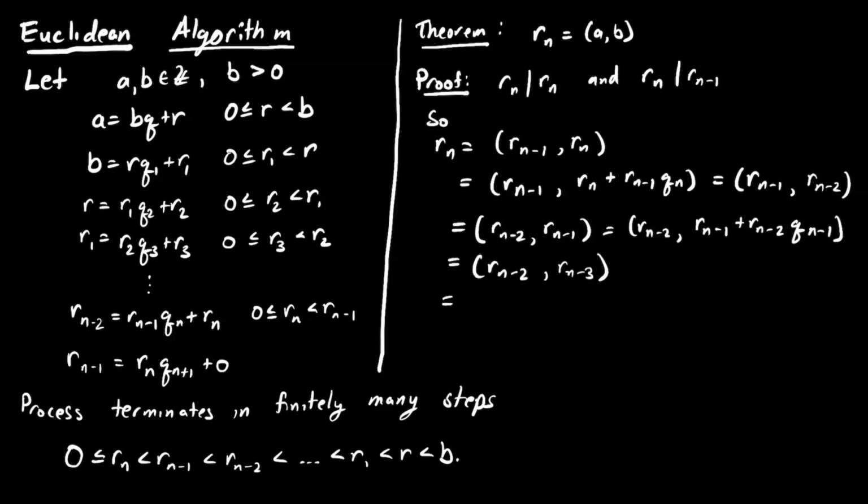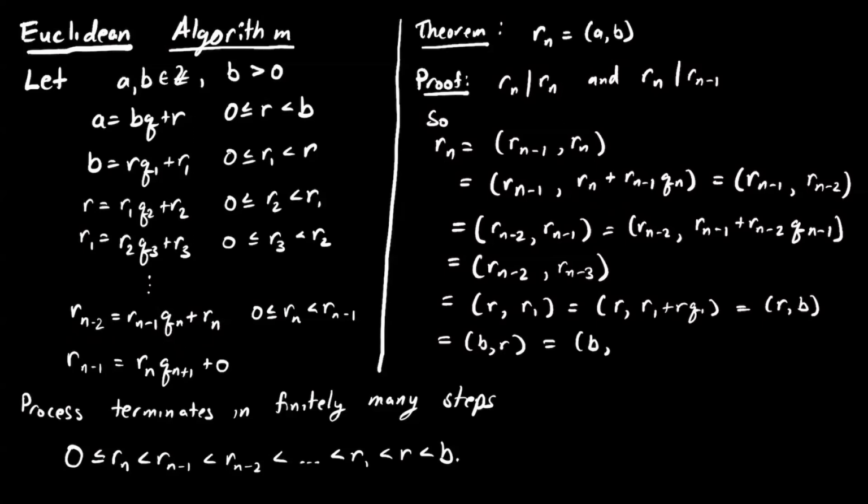Eventually we'll reach the point where we have the GCD of R and R1, and this is the same as the GCD of R and R1 plus R times Q1, which we might notice is the GCD of R and B, which is the same as the GCD of B and R. And then we finally use claim 2 again and say that this is the GCD of B and R plus BQ, which is the GCD of B and A, which we know is just the GCD of A and B. So this proves my claim.